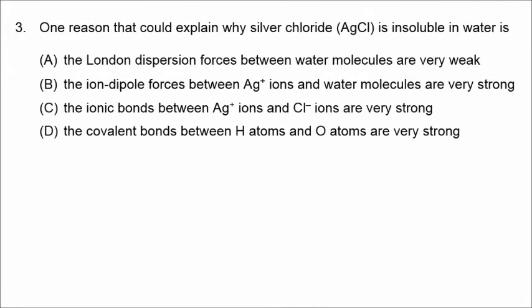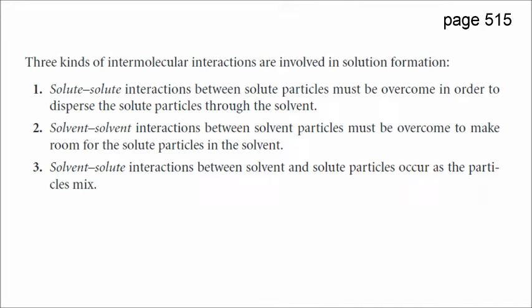Number 3, one reason that could explain why silver chloride, AgCl, is insoluble in water. Remember that, and this is from page 515, that there are 3 types of intermolecular or interparticle interactions that are involved when a solution is formed. First, you have to break up the attractions between the solute particles. Then you have to break up or separate some of the attractive forces in the solvent. And then finally, you have to form attractions between solute and solvent.